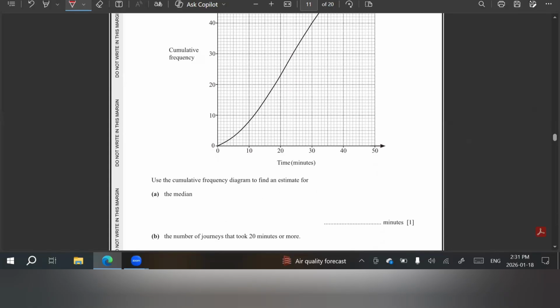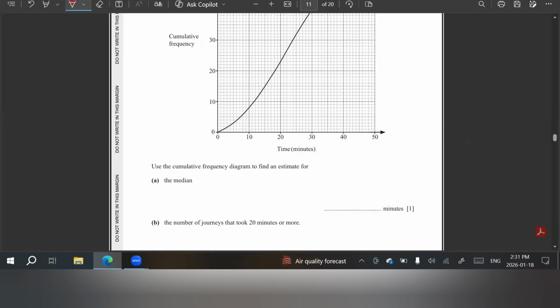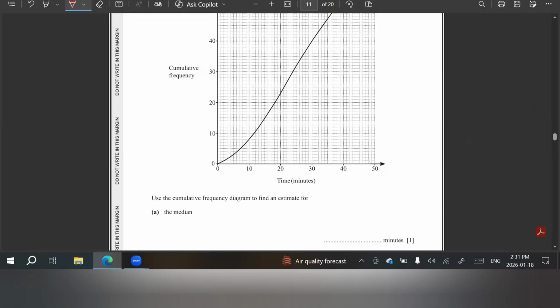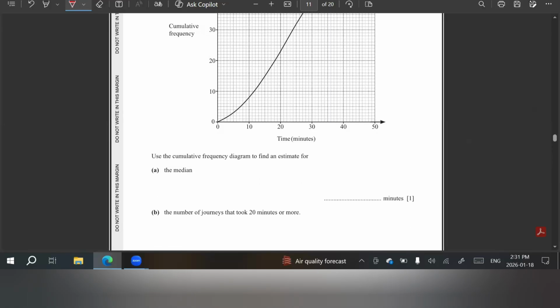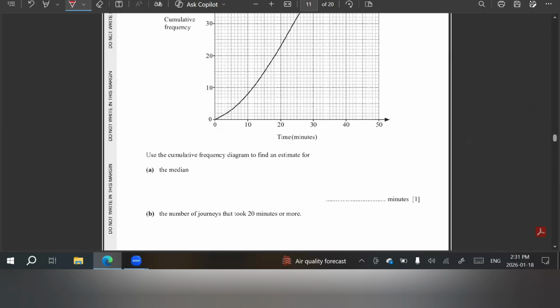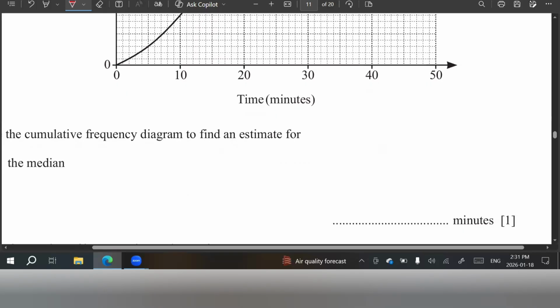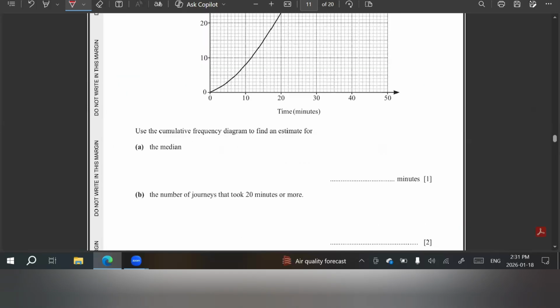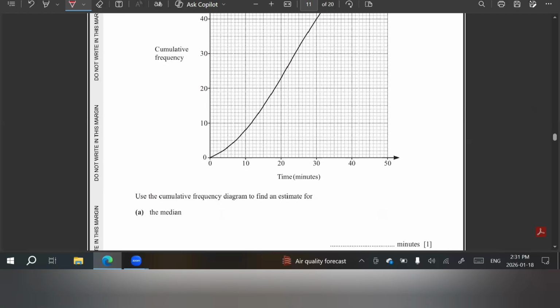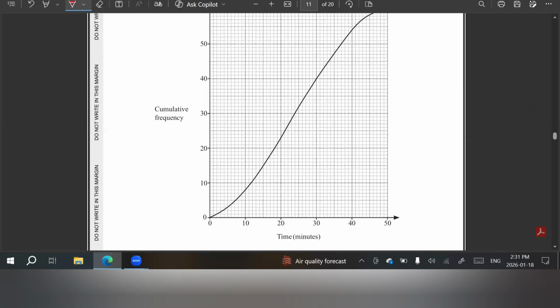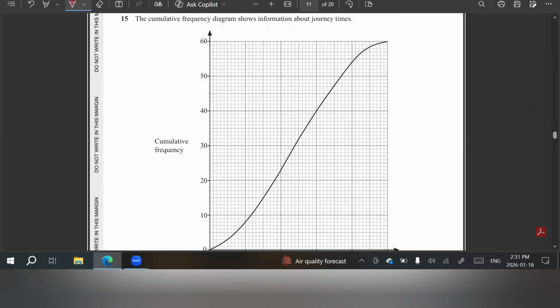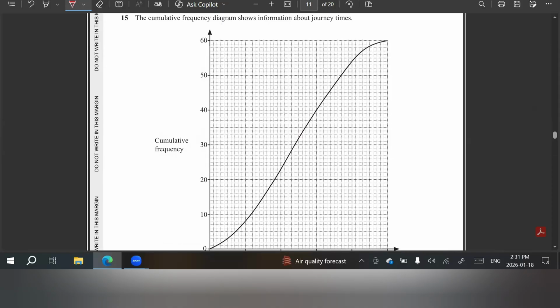They say use the cumulative frequency diagram to find an estimate for the median. It's a 1 mark question. If they want me to find out the median, what I will do is take 50% of this total cumulative here. The total cumulative here is 60. I will take half, and then easily I can find the median.